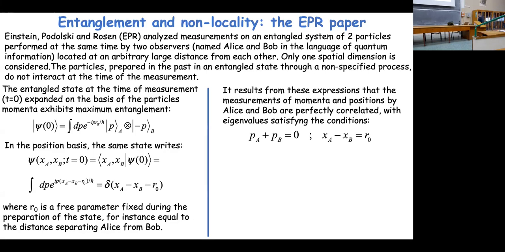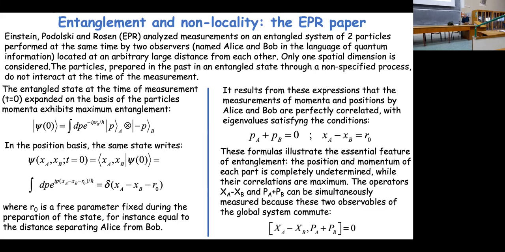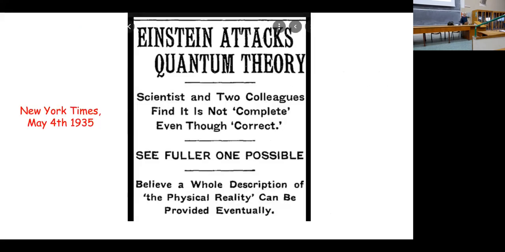I let you do as an exercise to compute the commutator of XA minus XB with PA plus PB, and you find 0. Because XA PA gives i h bar and minus XB PB gives minus i h bar, so you find 0. So you see that there is no contradiction in quantum physics. You can measure the sum of the PA and find 0, which means that the momenta are opposite. And you can measure the difference of the XA and find R0, which is a constant because you have this commutation. So Einstein and Podolsky and Rosen looked at that, and they found it very strange.